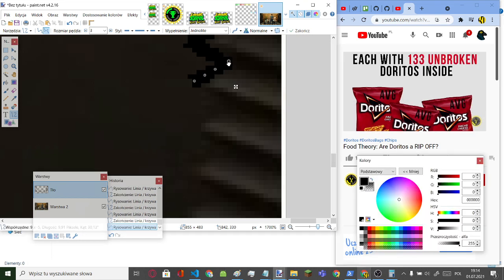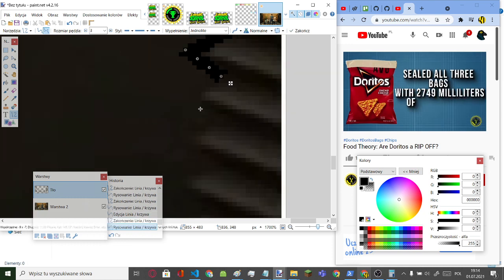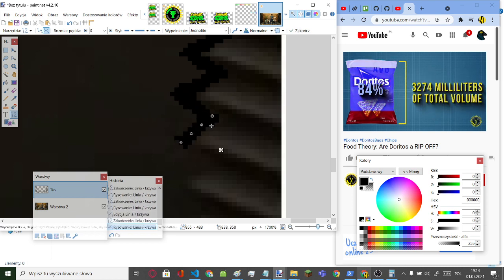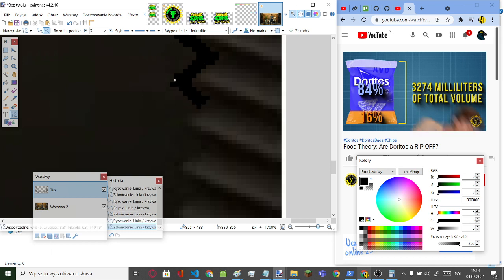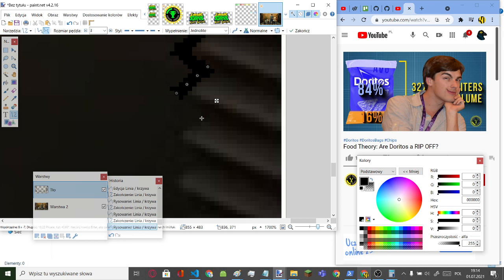133 unbroken Doritos inside, then sealed all 3 bags with 2,749 milliliters of atmospheric air, giving all of the bags the average 3,274 milliliters of total volume and the typical 84% air to 16% Dorito ratio. Yes, we took this way too seriously, but if we don't take it that seriously, who else will?